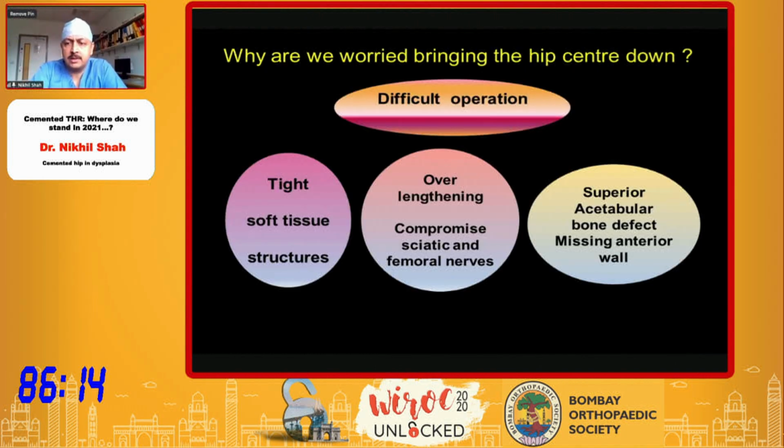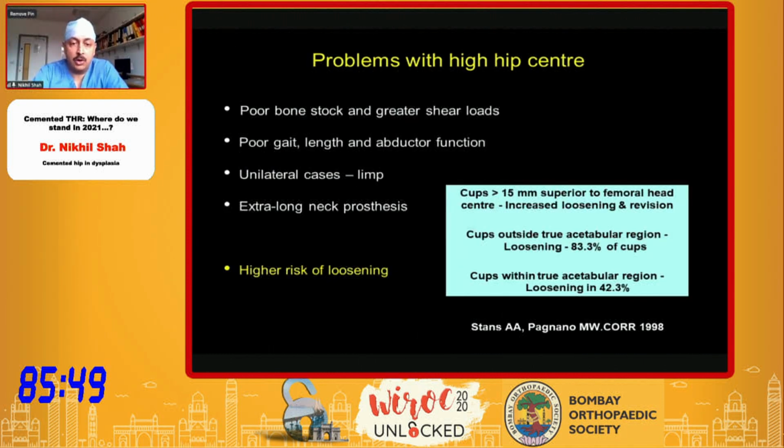But what is the concern in bringing the hip center down? It can be technically a difficult operation. The soft tissues are quite tight in a dysplastic hip, and you have to do extensive releases to bring them down. Lengthening can be a problem if it stretches the sciatic and the femoral nerves. And once you bring it down, you notice that the superior acetabular bone is often missing, and you have to reconstruct that with some technique that works in your hands.